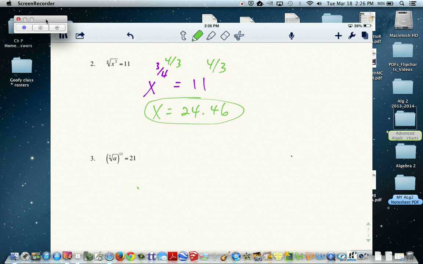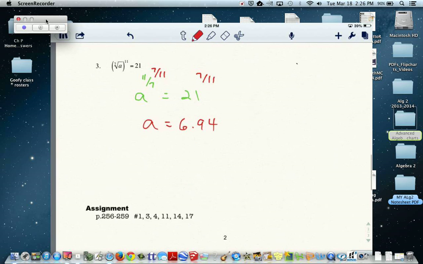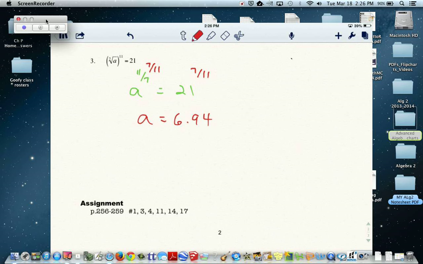And the last one, a base of a being raised to the 11/7 power is equal to 21. If I raise both sides to the reciprocal exponent, it undoes my exponent. And if you carefully type in 21 raised to the 7/11 power, again making sure you use parentheses correctly, you get approximately 6.94. And that will take you into the assignment on page 256.